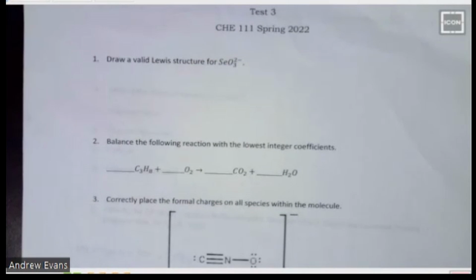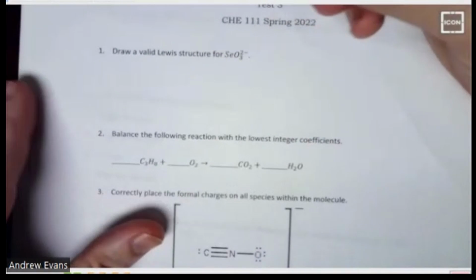Hello, folks. We're going to talk about test 3. We're going to run through test 3. Here's the actual answers for all of test 3. You may be working this out on your own for your test corrections, but here's what I was actually designing. So, starting with our valid Lewis structure.